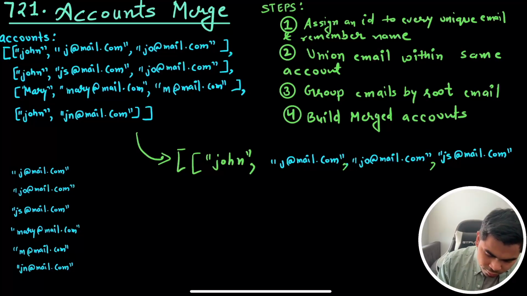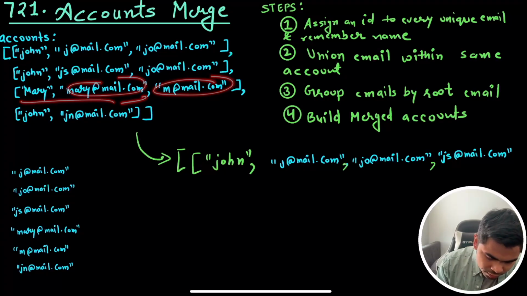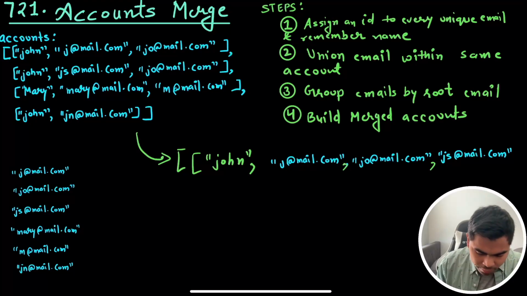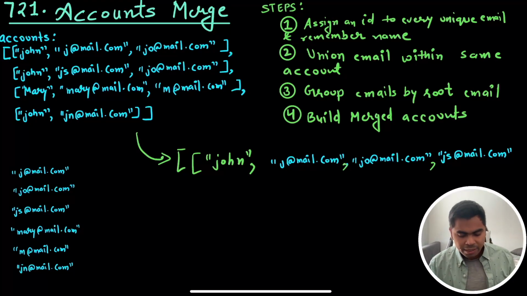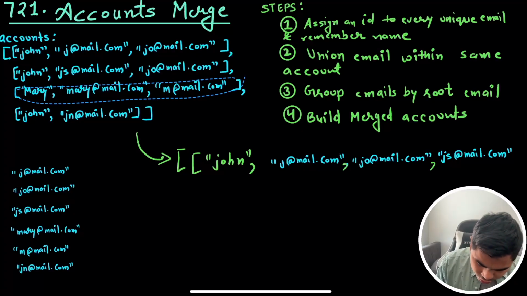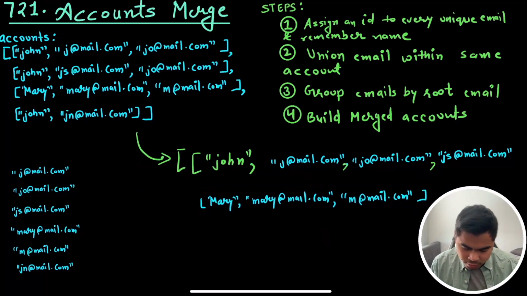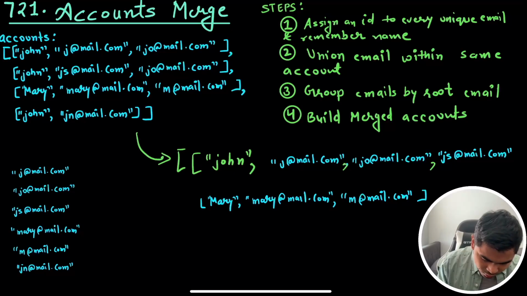Now let's move on to the next account. The next account is Mary. Mary has two emails, these two emails. So there are no other Marys, or there are no other emails later that are shared. So this itself will be a merged account. Okay, so I'll just copy it and then move right here to my answer. And then the last one is John.